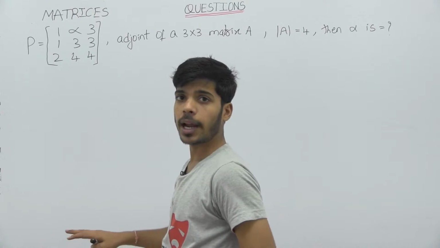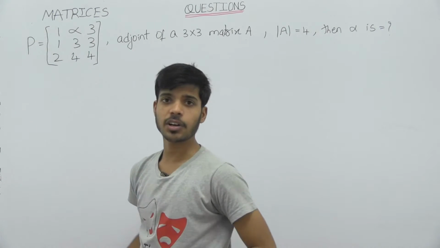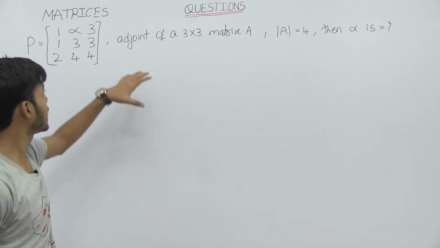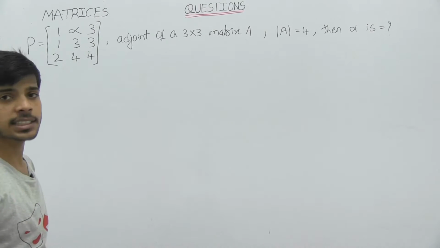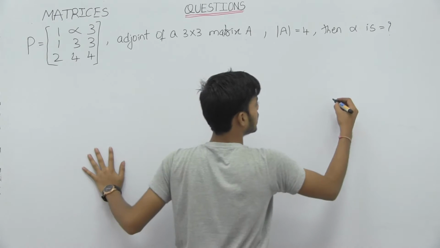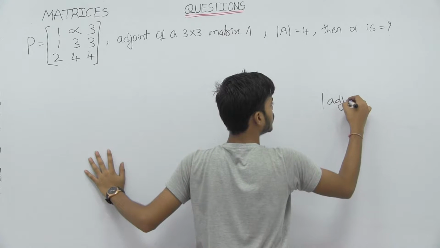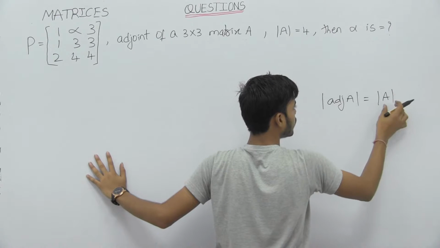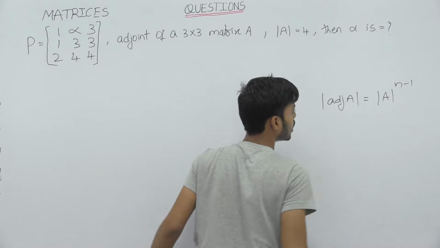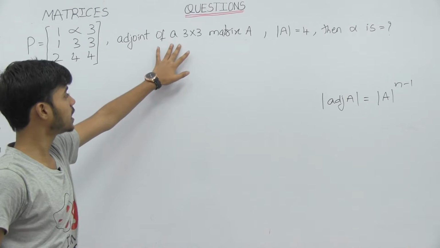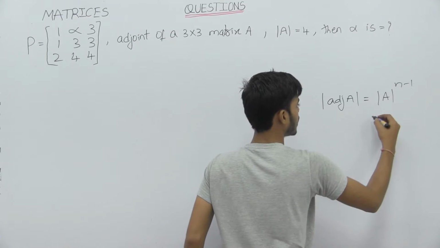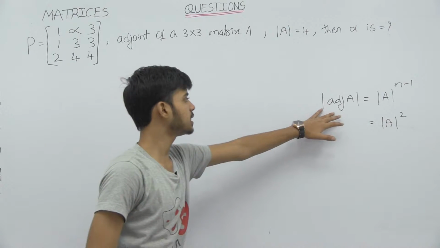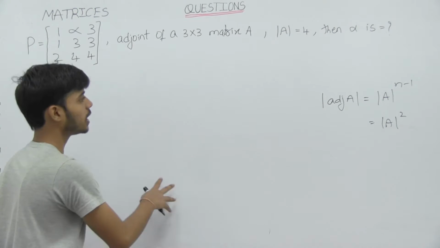Here we don't know matrix A to calculate the adjoint and find the value of alpha, but in my previous videos when I solved some questions from matrices, I derived a formula that modulus of adjoint of a matrix is equal to modulus of the matrix to the power order minus 1. So here the order is 3 by 3, so n minus 1 would be mod A square. So for this question, let me again derive that formula.